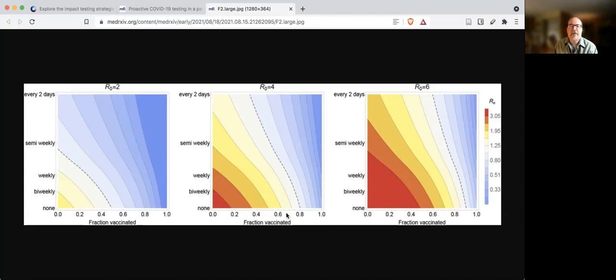And so if we split the difference and assume that we're somewhere around 75%, you can see here the importance of regular testing. So we go from here where we have no regular testing, no surveillance testing, we have an R effective somewhere between 1 and 2. But as we increase the frequency of testing from biweekly, every other week, to every week, to twice a week, we can get across that threshold where we have an R effective of around 1 or even lower.